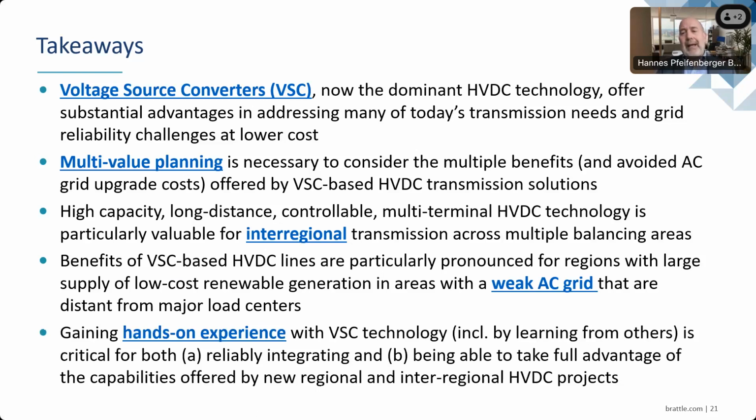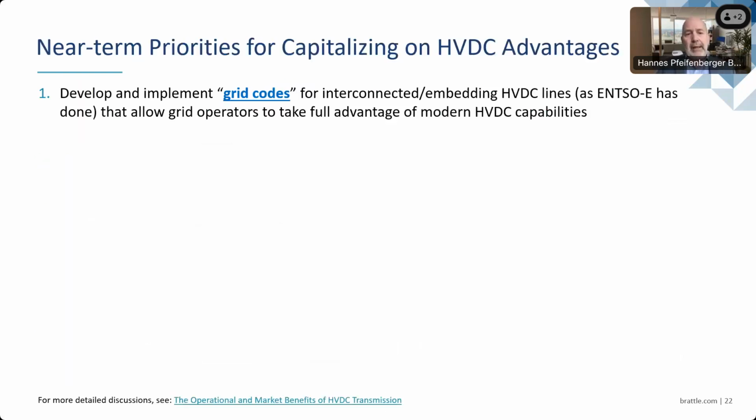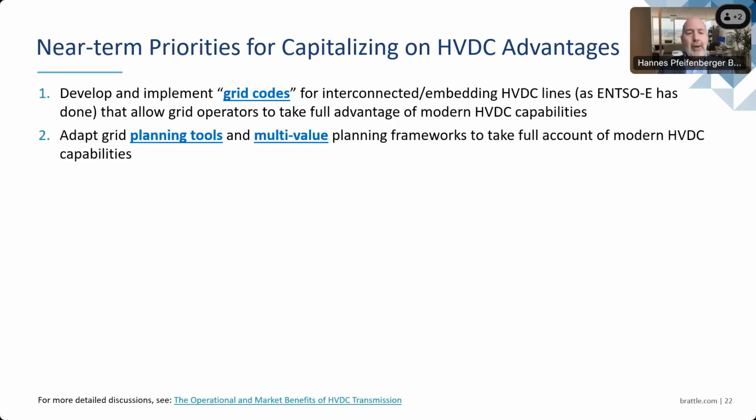But we need to gain hands-on experience, and the sooner we gain hands-on experience, the better we will be able to set ourselves up for the future. And for that, we need to develop grid codes that have interconnection standards that not only ensure that HVDC interconnections don't cause a reliability problem, but also allow us to take advantage of the HVDC capability. So these grid codes need not to be defensive, they need to be enabling grid codes.